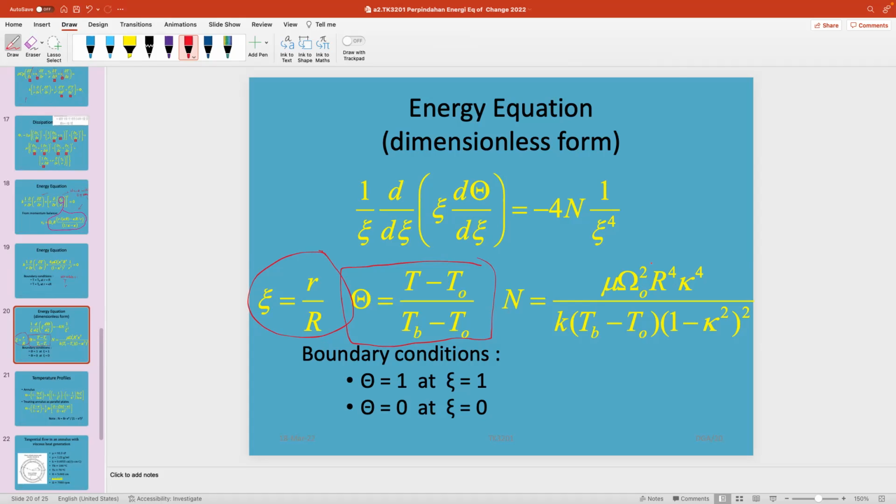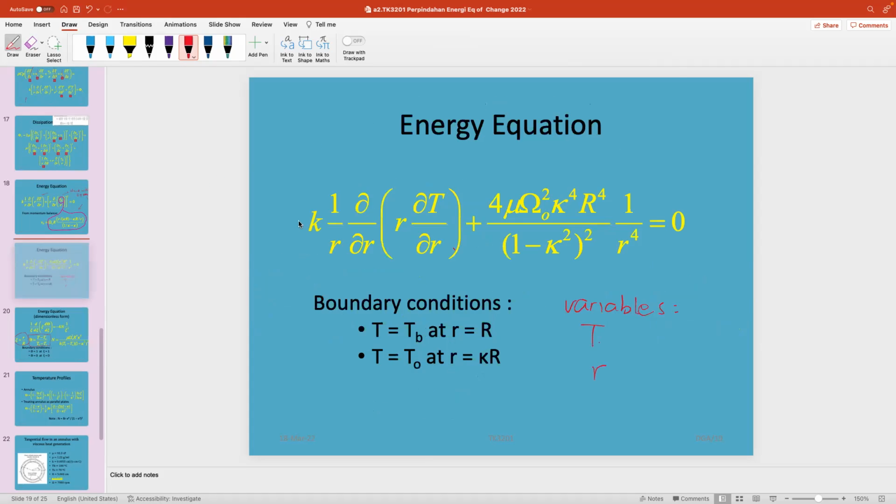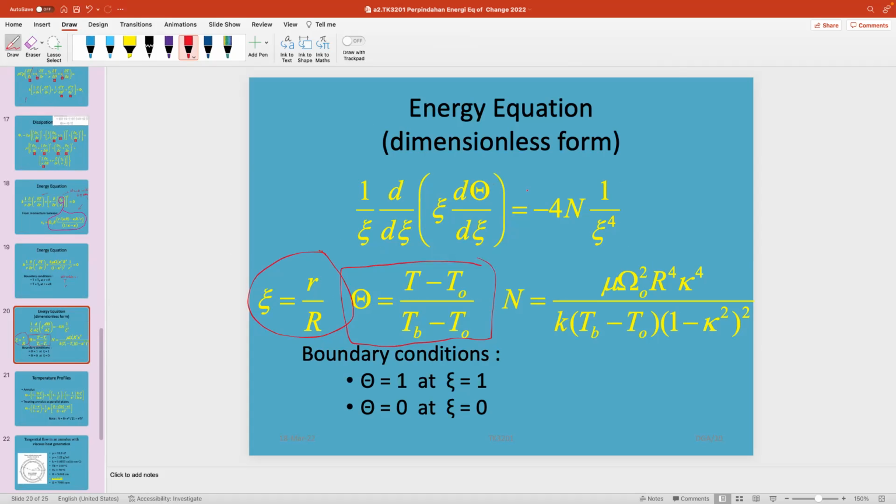Okay, so by changing this energy equation, we can get another form of the energy equation, the dimensionless form, with this boundary condition: when c equals 1, or when t equals tb, and r equals capital R, which is this one equal to 1, and this would be equal to 0.